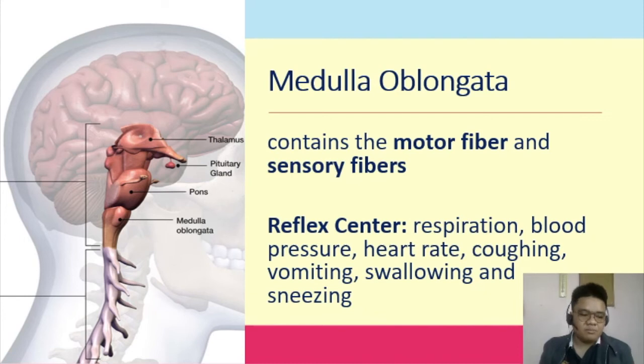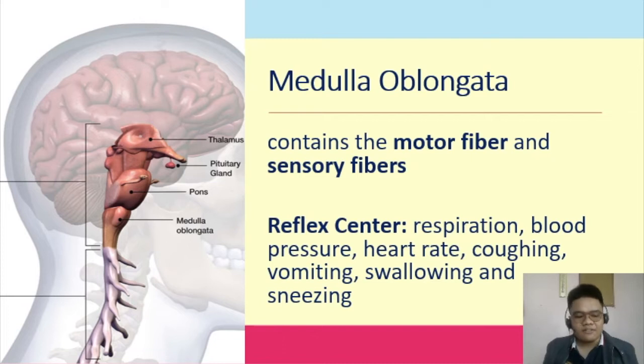Then you also have your medulla oblongata. Class, your medulla oblongata contains the motor and sensory fibers. Okay, it contains the motor fibers from the brain to the spinal cord, and then the sensory fibers, which would be from your spinal cord going towards your brain. Okay, the same concept as your afferent and efferent.